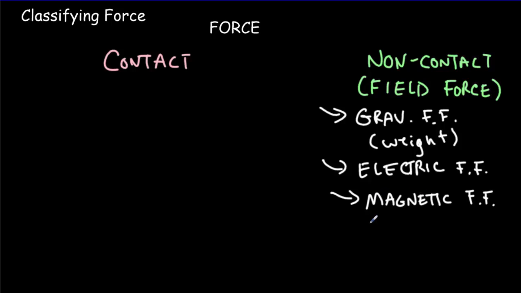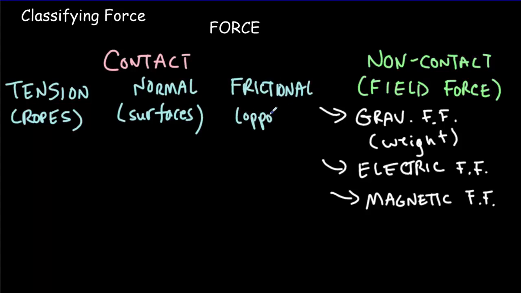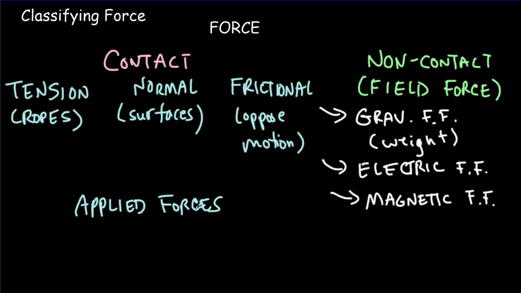Now for the contact forces, we have four main divisions. We talk about tension forces, and we want to think of tension forces as being forces caused by ropes. We talk about normal forces as being forces due to surfaces. We'll talk about frictional forces, forces that oppose motion. And we also talk about applied forces, which are just active pushes.